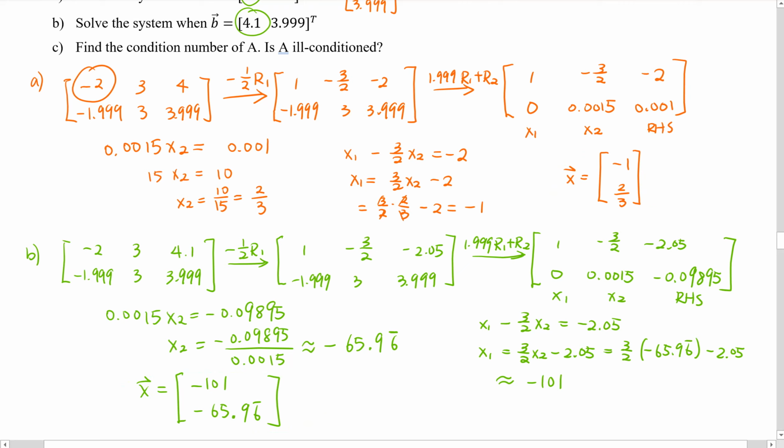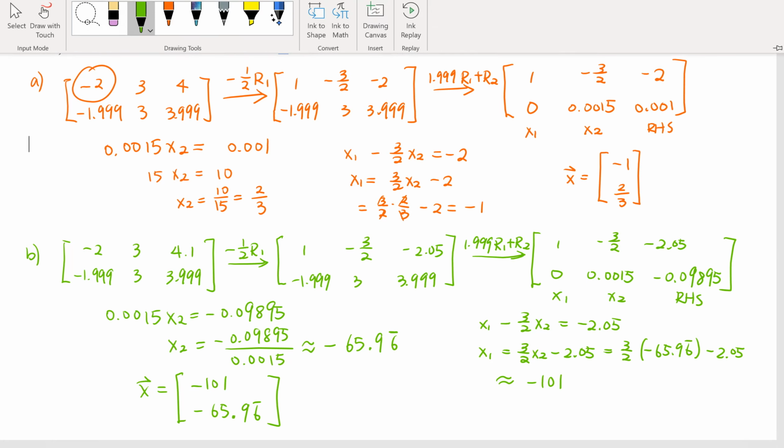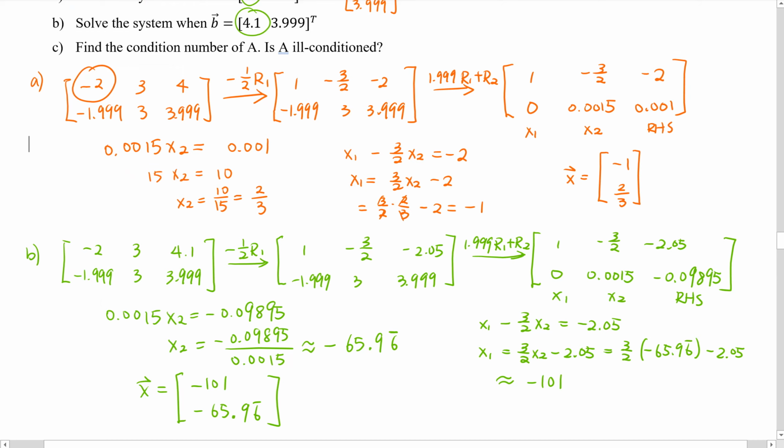So we know that the solution in A is very sensitive to small changes in the parameters. So matrix A is ill-conditioned. But let's find out the condition number. We expect to see a large condition number, so let's calculate it.